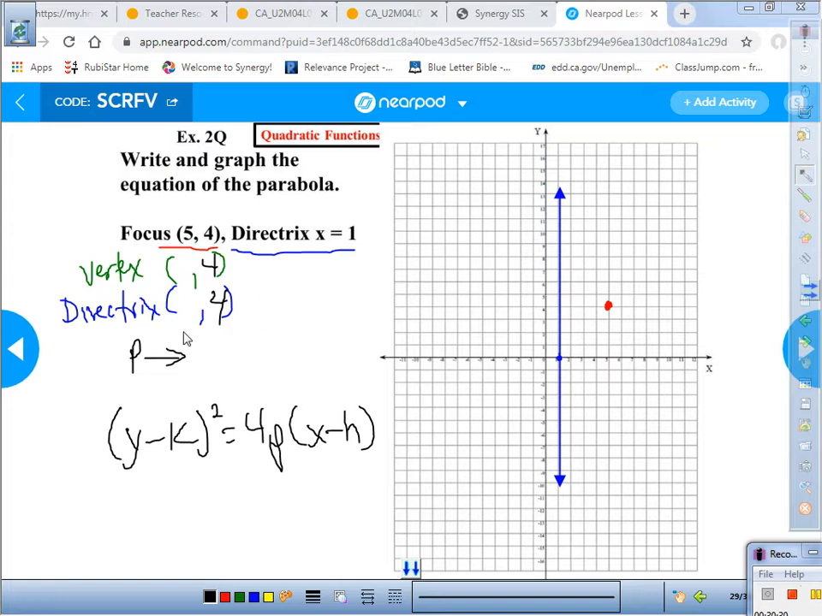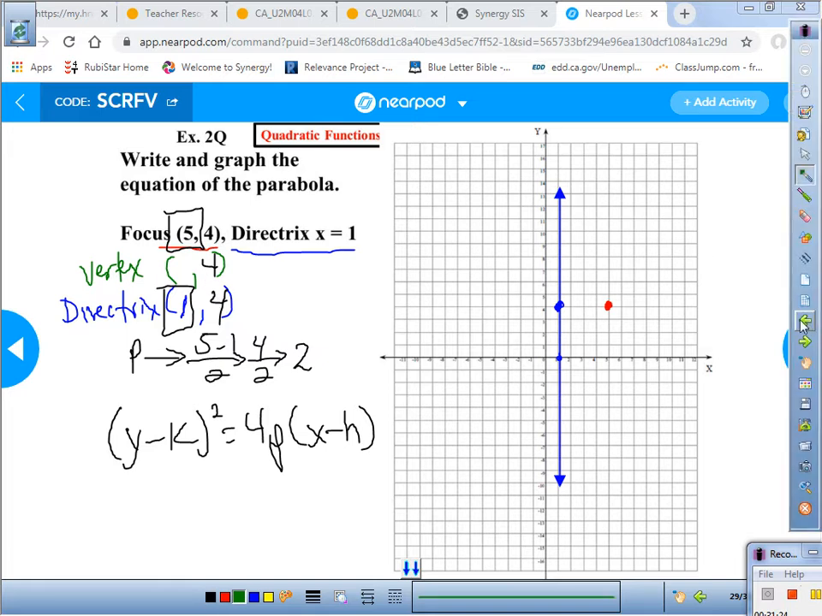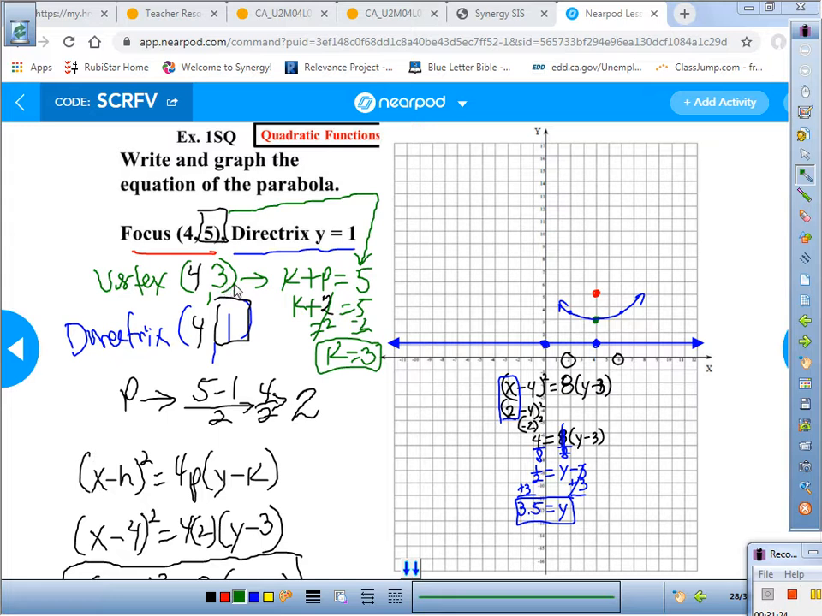All right. So what is the x value of the directrix? 1. So let's plot this. (1, 4). Is it on the directrix? Yes, there it is. Let's find p. Yes? All right. So therefore, we're done with p. How do we solve for h? Think about it. Let me go back to this one. For k, we did k plus p equals 5.